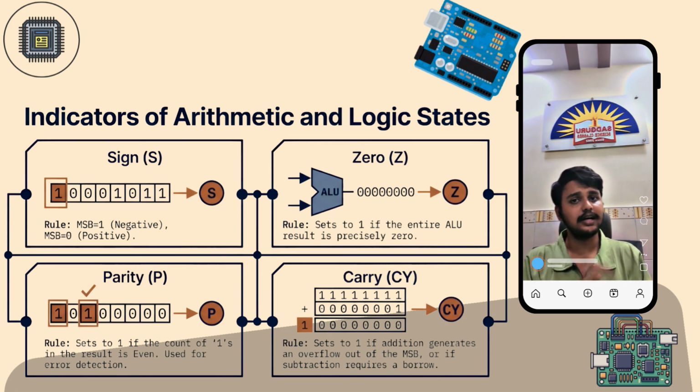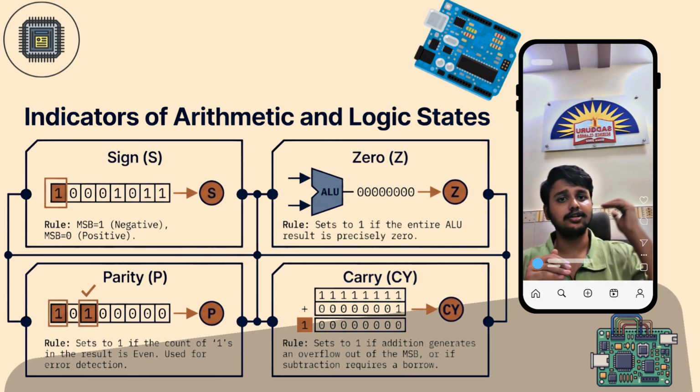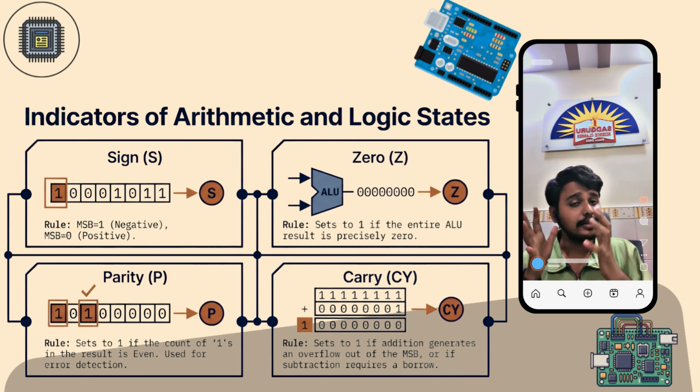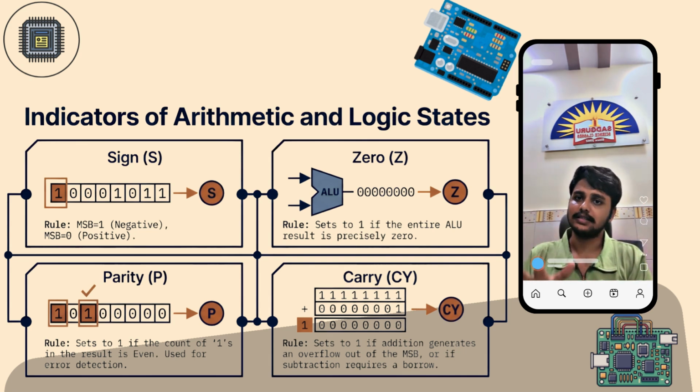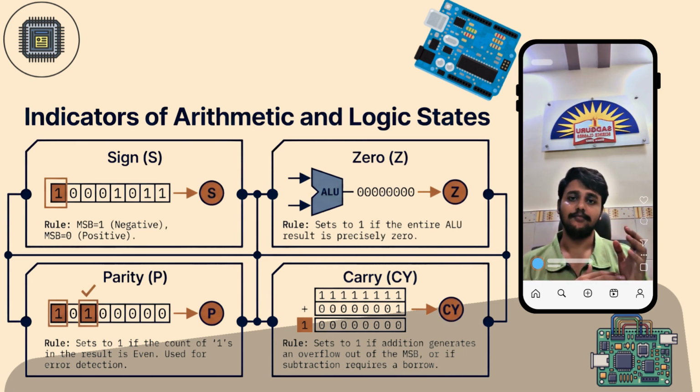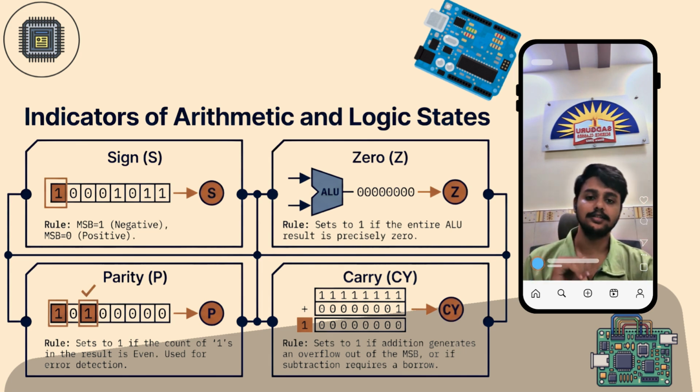The zero flag, or the Z flag, indicates whether the result of an operation is 0. If the result is 0, the zero flag is set. Otherwise, it is reset. The flag is very important in decision-making operations such as conditional jumps.